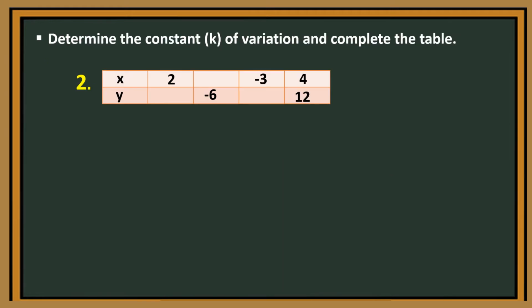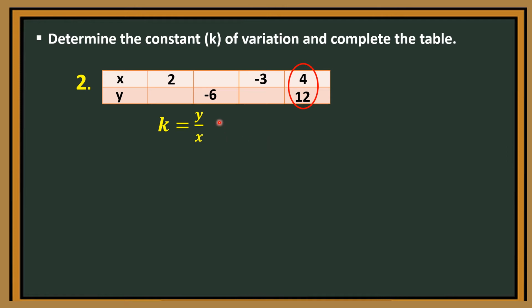Let's have another example. Determine the constant k of variation and complete the table. So in this case, we're going to look for the missing values of x and y. The column at the end has the complete values of x and y. Therefore, we can use this to solve for the constant. So always remember, k is equal to y over x for direct variation.